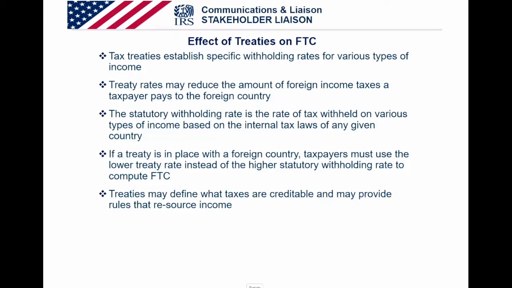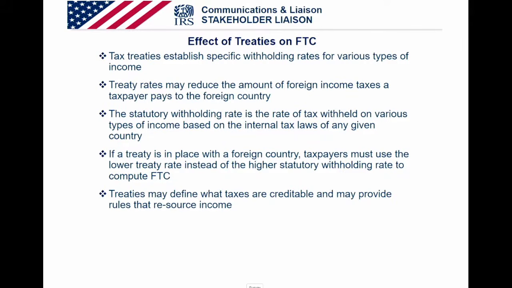So earlier we discussed the 4 required tests of creditability. One of those was that the tax must be the legal and actual foreign tax liability. The tax treaties can affect this determination. The U.S. has income tax treaties with over 60 foreign countries. An income tax treaty is an agreement between the U.S. and a foreign country on the tax treatment of certain items of income. There are reduced rates and exemptions which vary among countries and specific types of income.